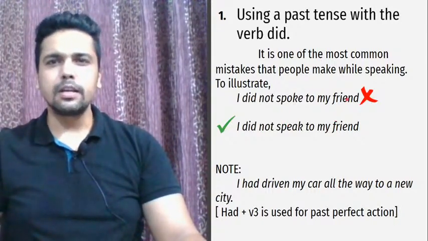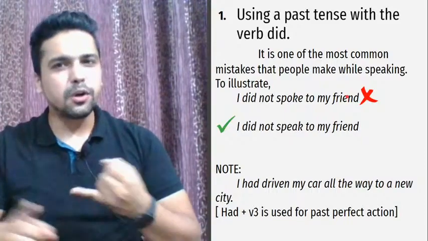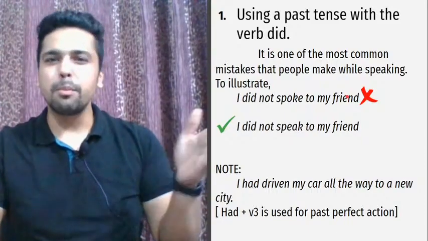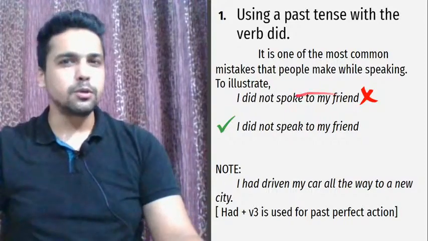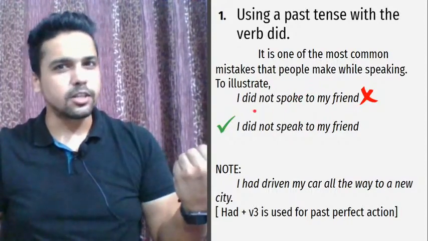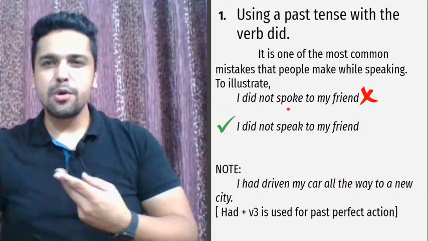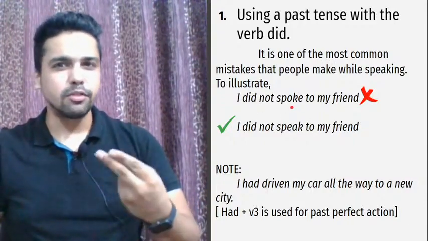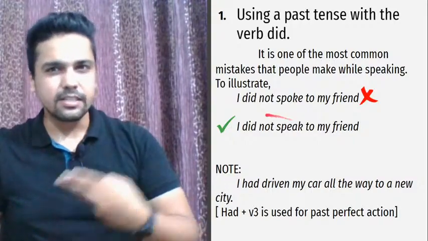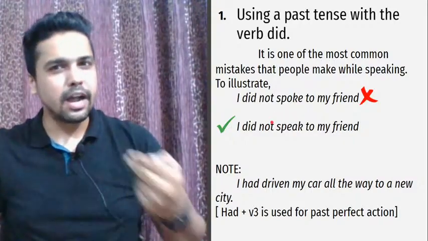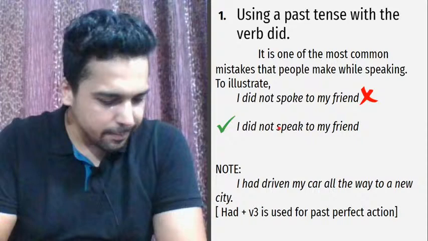It's "I did not speak." So similarly, "I did not ate" is wrong. It's "I did not eat." A very, very common mistake. So please make sure when you're using "did" to talk about an action in the past, which is usually simple past tense, do not use the past tense of the main verb. It will be the present tense. "I did not spoke" is wrong. "I did not speak." Okay.